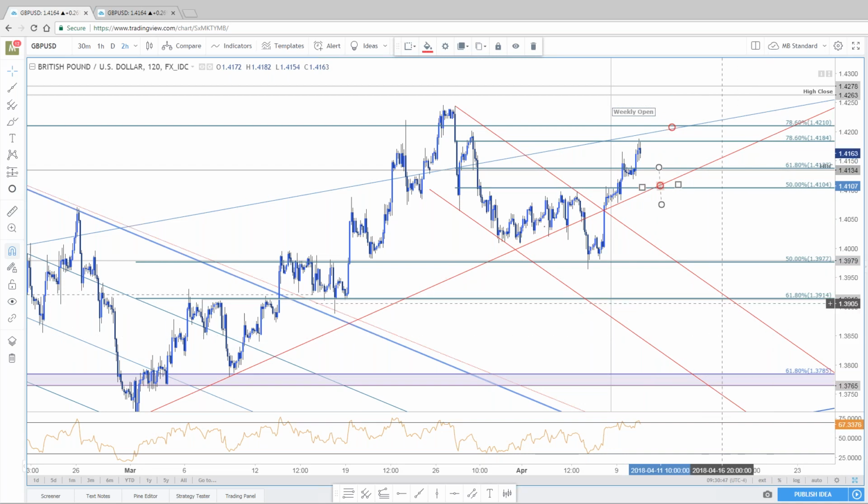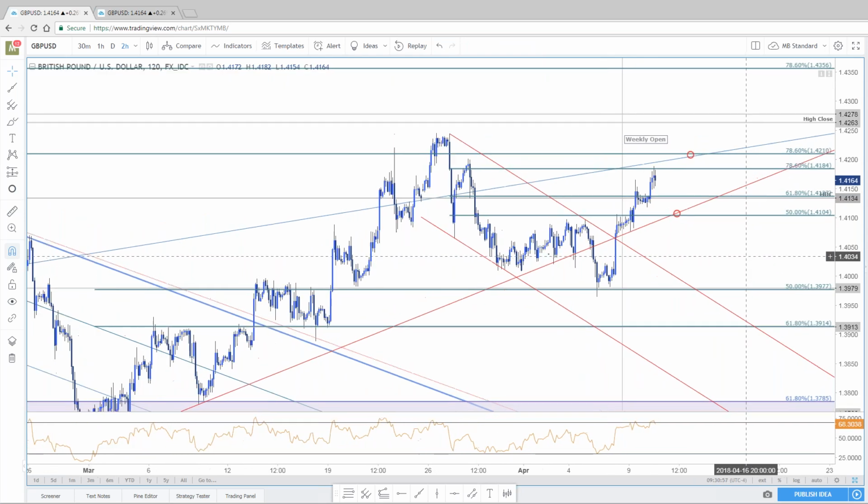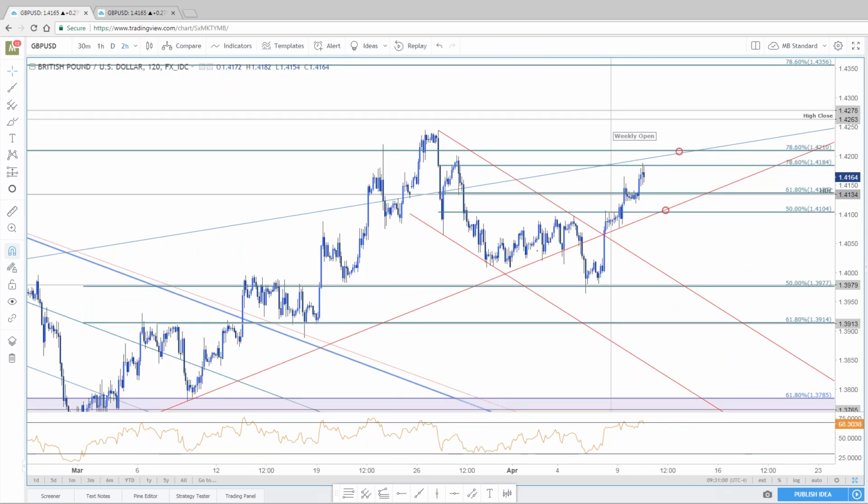I don't necessarily think you correct that much lower. My initial focus right now is just for a near-term exhaustion pullback. Where that settles will tell us what our next move is. But just not something that I've been really interested in trading near term.